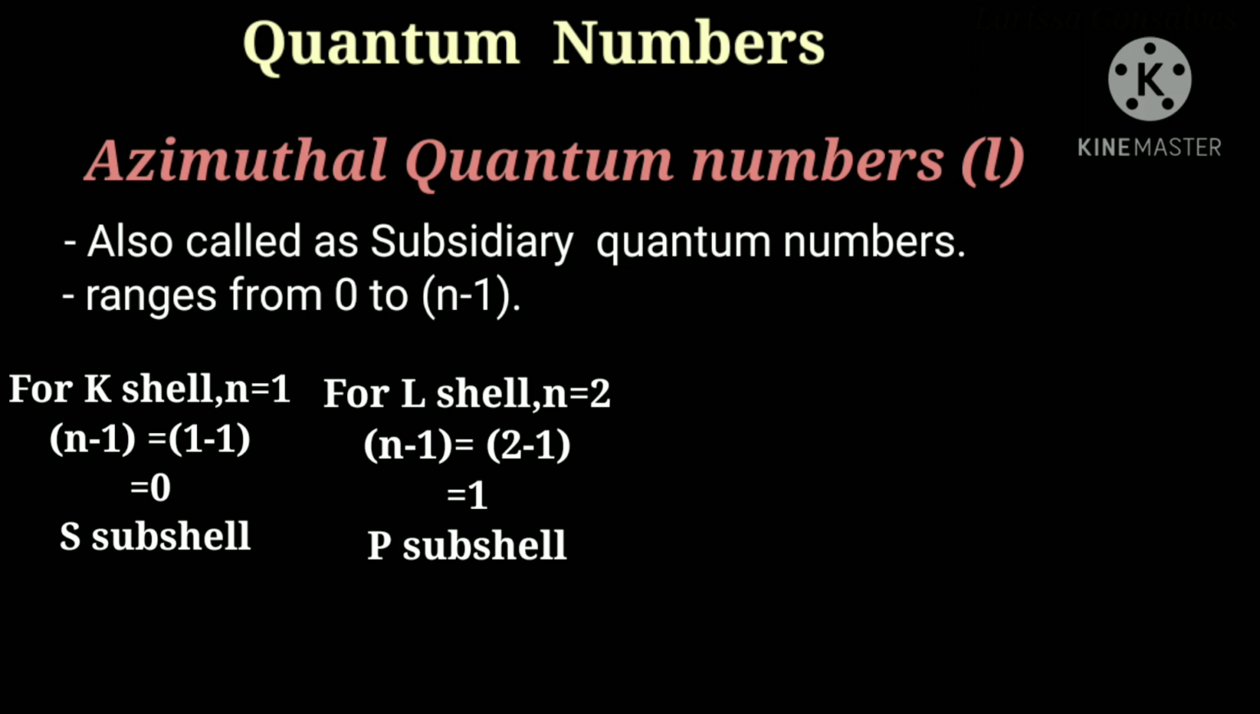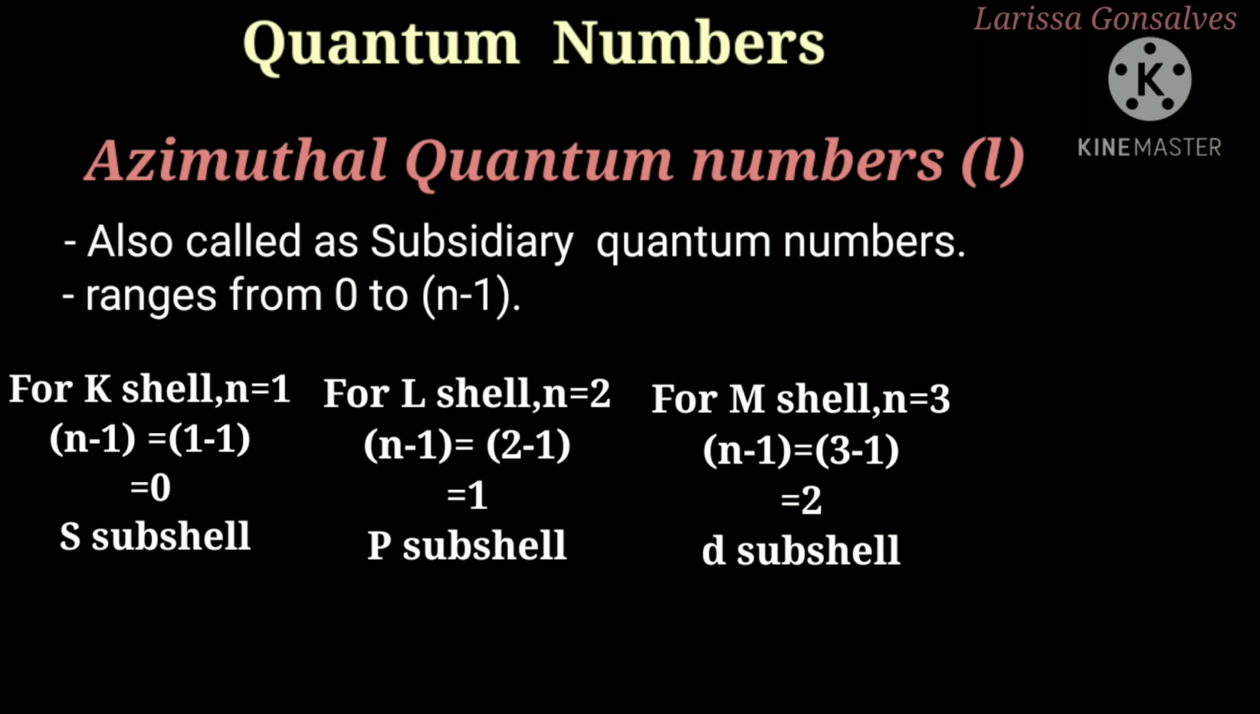For L shell, the principal quantum number n is equal to 2. After putting the formula n minus 1, we get 2 minus 1, which is equal to 1, and it corresponds to the p subshell. For M shell, n is equal to 3, hence taking the formula n minus 1, so in place of n we'll put 3, so 3 minus 1 is going to give us the answer 2. So it is going to correspond to the d subshell.